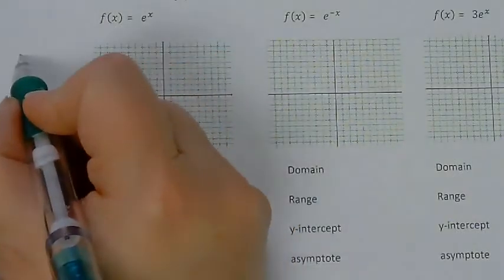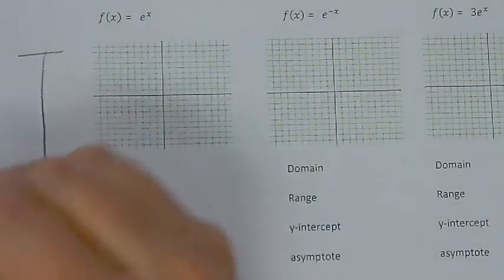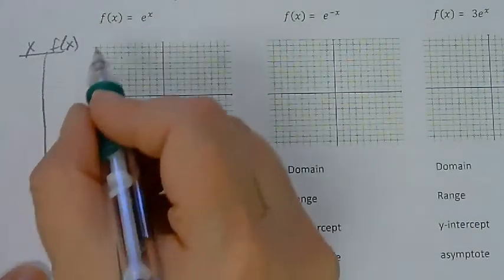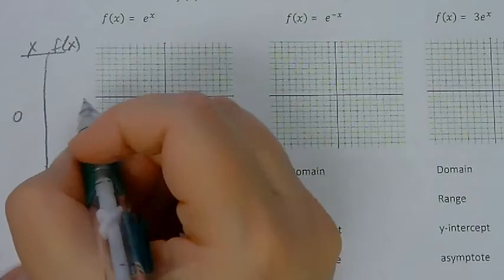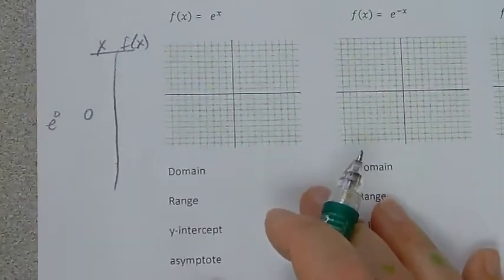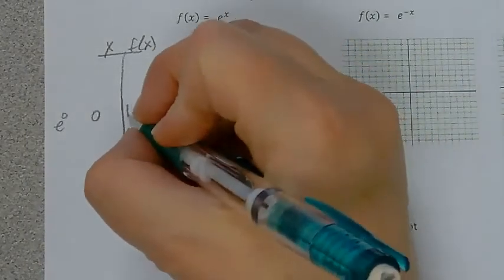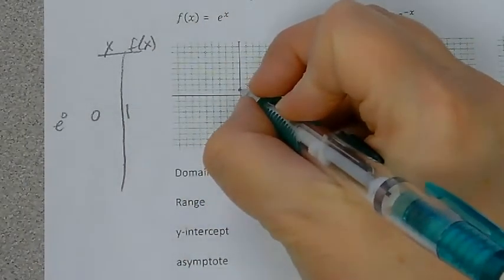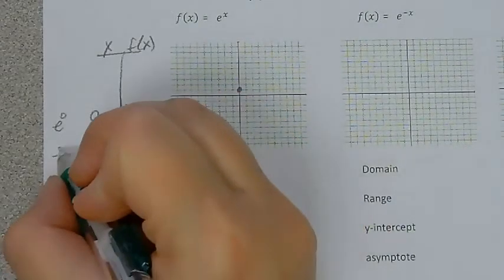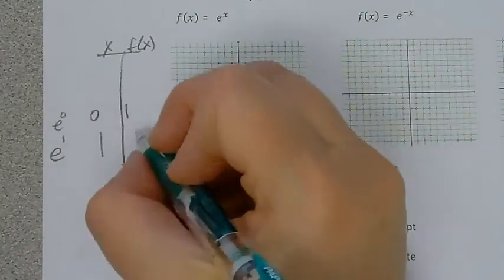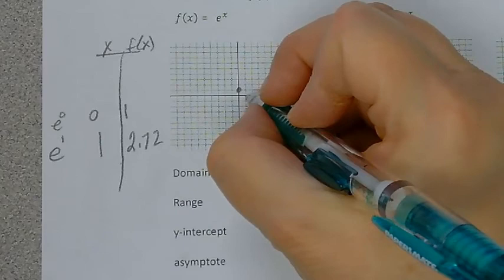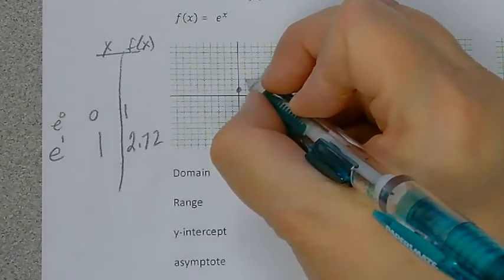So I would do this one just like I would any other exponential. I'm going to have an input of x and an output of f of x. So probably the first number I would try is 0. And e to the 0 power is just like any other number to the 0 power. You get 1. So it graphs 0, 1. And then if I put 1 in for x, I would have e to the first power, which we just saw was 2.72-ish. So I go over 1, up 2.72-ish.